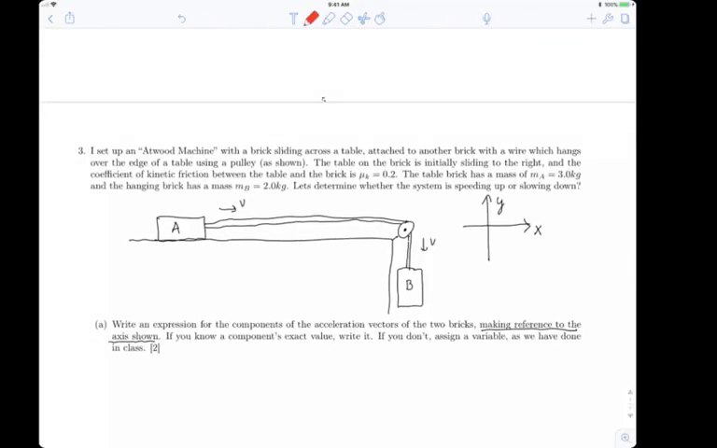Okay, Atwood machine. Alright, before we go on, let's answer these questions. First question. I heard someone say it's 30% of the first midterm material, 30% of the second, and 40% of the new material.